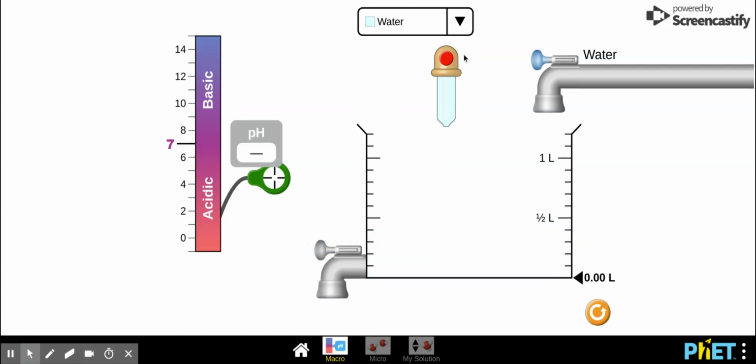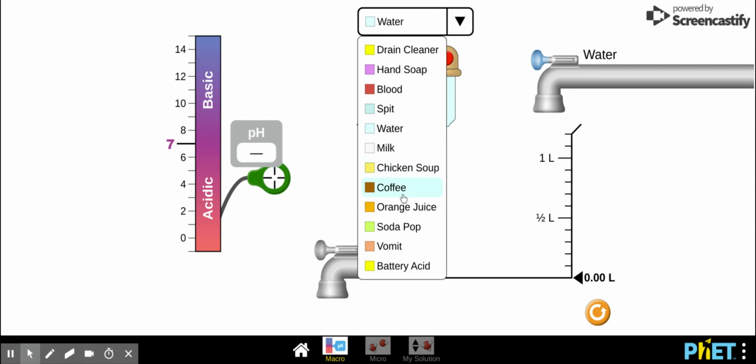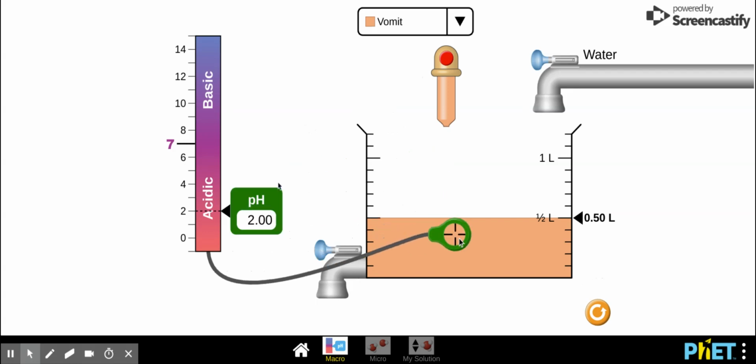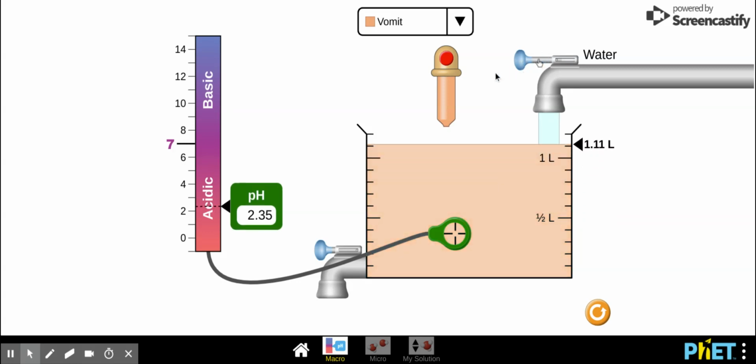All right, what would happen if we drain out all of this water and we add another liquid? So I would let them pick which liquid. Of course, they're going to choose vomit. They always choose vomit. So let's see what the pH of vomit is. The pH of vomit is 2. Now, what would happen if we add water to vomit? What do we expect to happen? Well, our pH is rising till eventually it would get fairly close to 7. All right, let's drain out all that vomit water because that's gross.